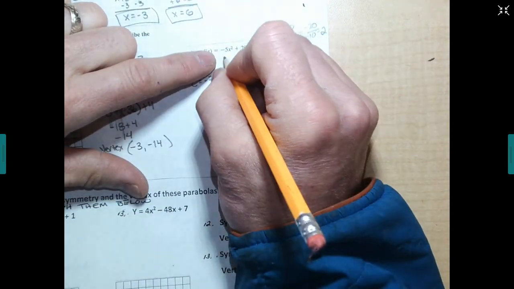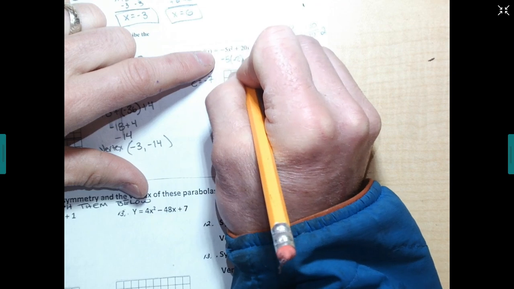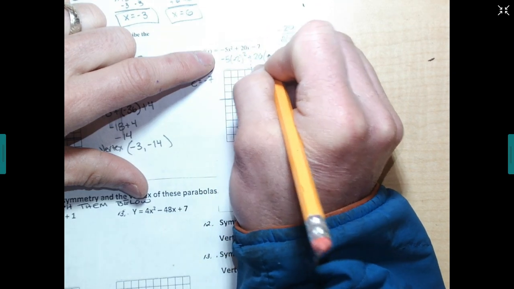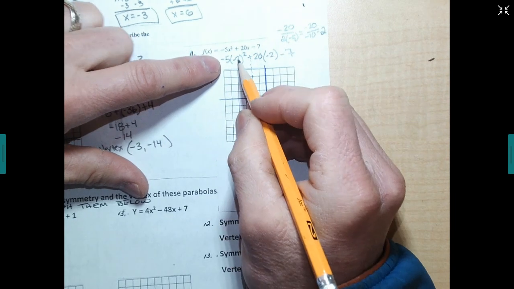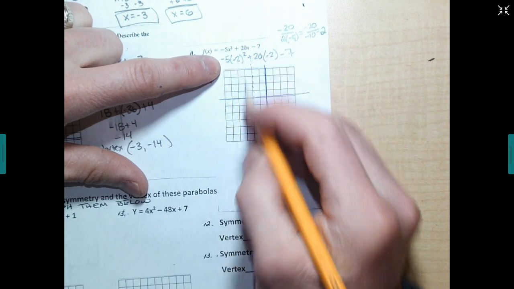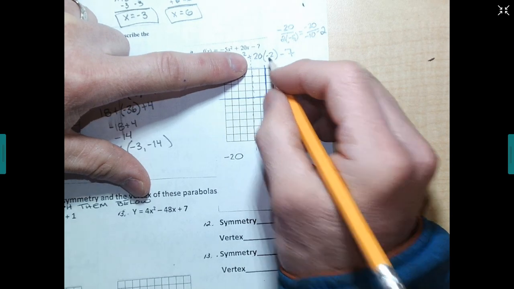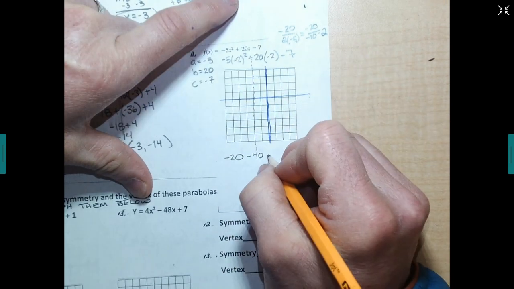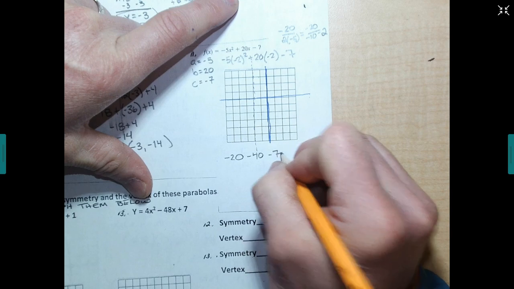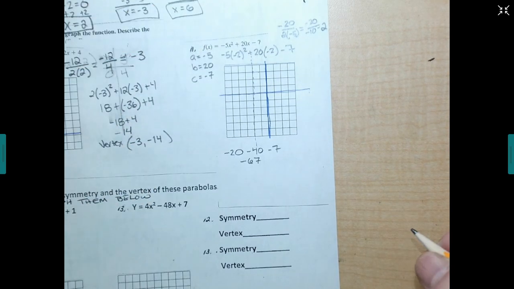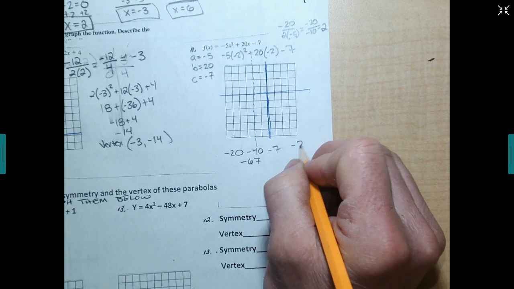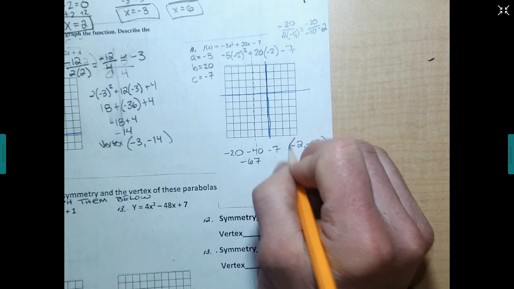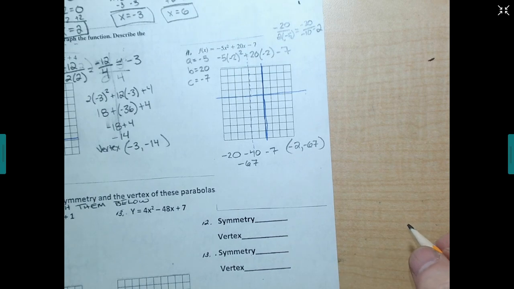We have negative 2, so we have negative 5 times negative 2 squared plus 20 times negative 2 minus 7. So that's 4, so we have negative 20, minus 40, minus 7. So we have negative 67. What? Okay. So our vertex is negative 2, negative 67. Well, that is incorrect.